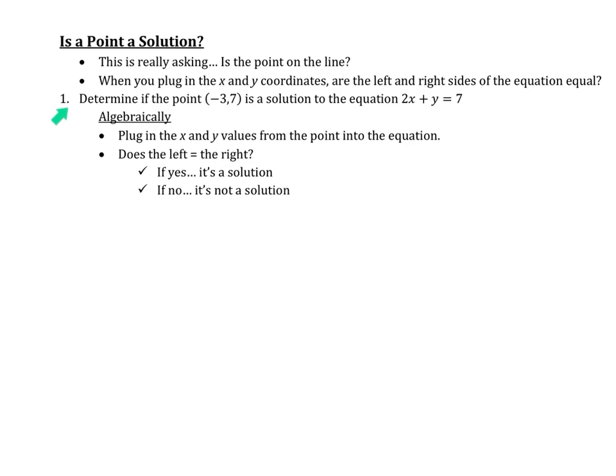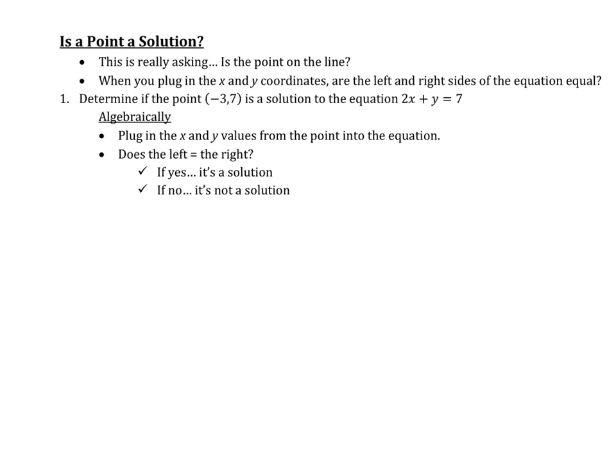So we have an example here to try this out. Determine if the point -3, 7 is a solution to the equation 2x plus y equals 7. Okay, so algebraically we're going to do these 2 steps. We're going to plug in the x and y values from the point into the equation. So they gave us this point -3, 7. We're going to plug that into the equation, x in for x, y in for y. And then we're going to ask us this question, does the left-hand side equal the right-hand side? If the answer is yes, then it's a solution. If the answer is no, it's not a solution.